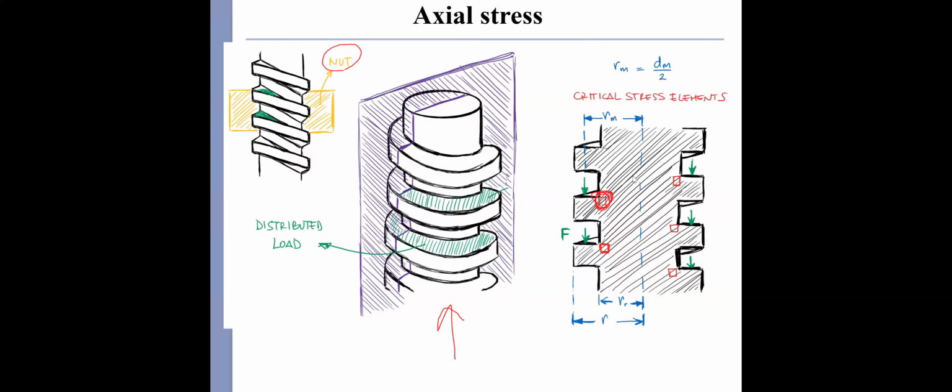First, I have to define some dimensions. First is the mean radius, which equals the mean diameter divided by 2. The mean diameter is the diameter at the center of each thread, or each tooth.